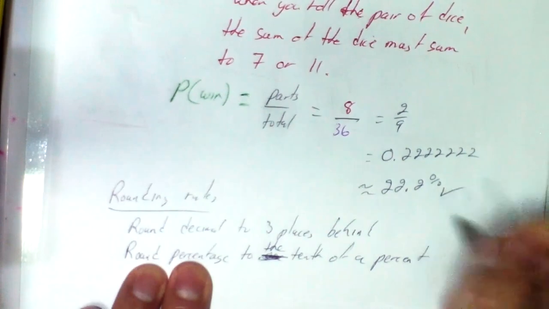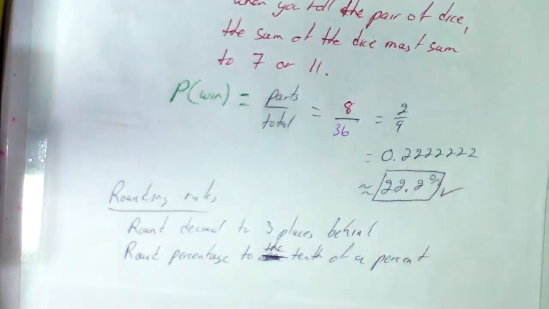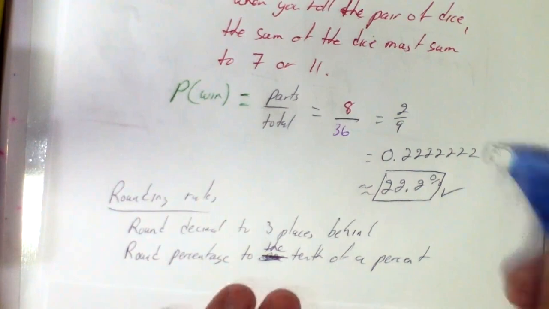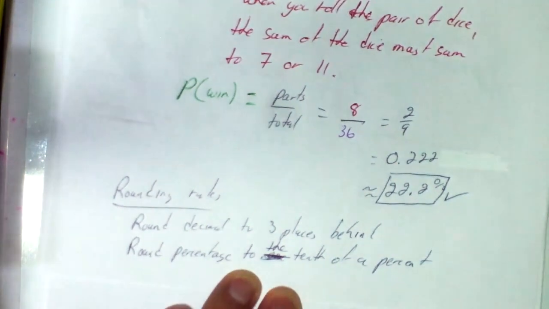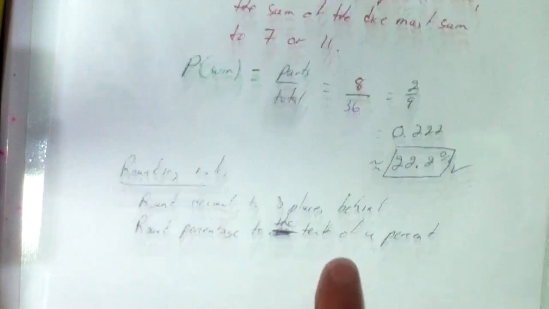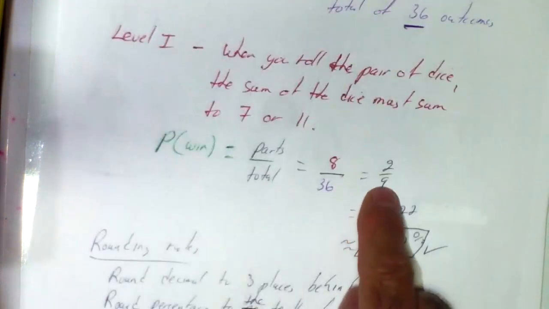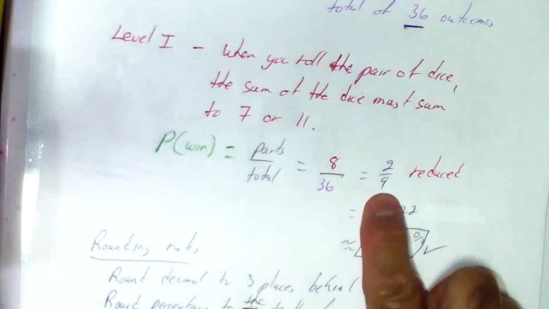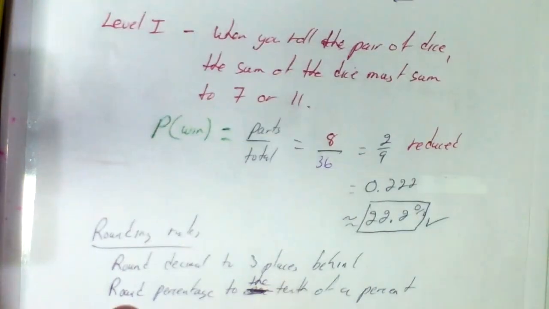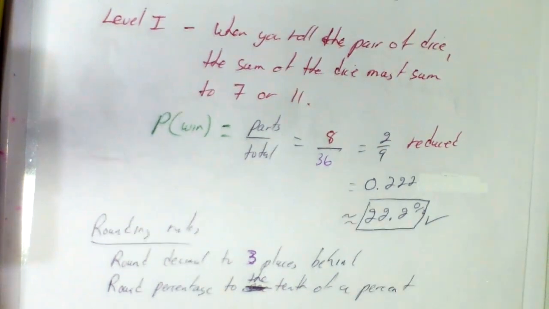So this one's correct. They want you to write it in that format. Decimal, right? This one we need to change. They want it in 3 places, which means I want it written like that, 0.223. I want 3 places behind the decimal. This one was round percentage to the 10th. If you want it in fraction, it's got to be reduced. They usually have it written in these formats. And that's a tenth. So that's how they want you to write a percentage.